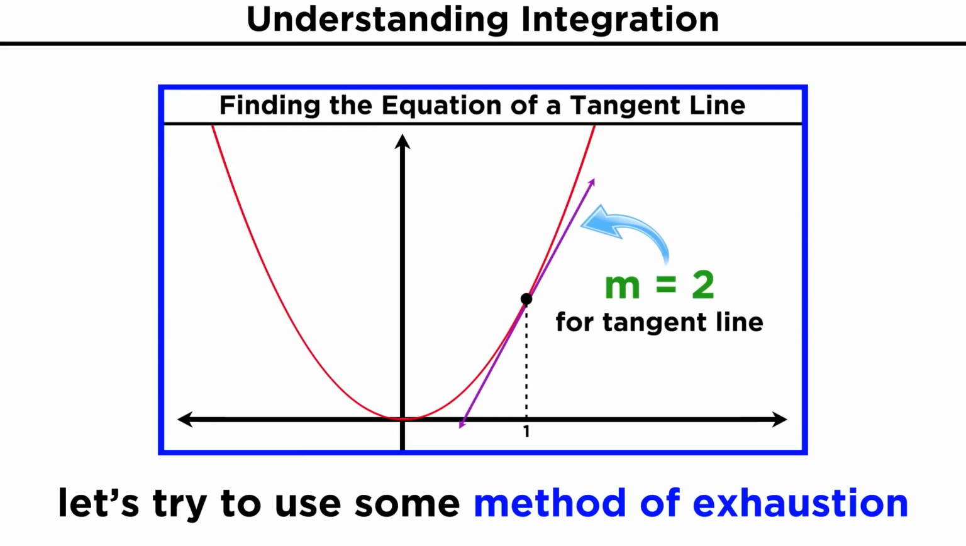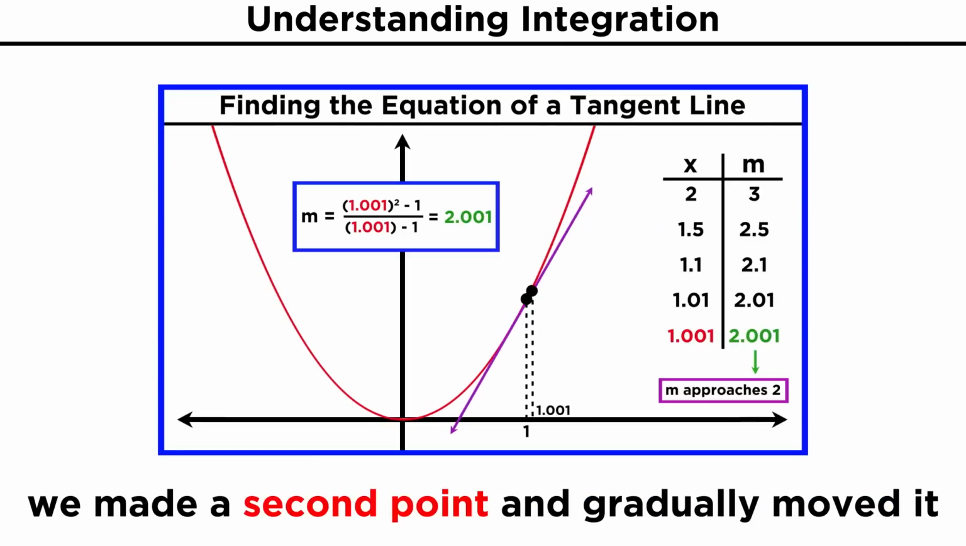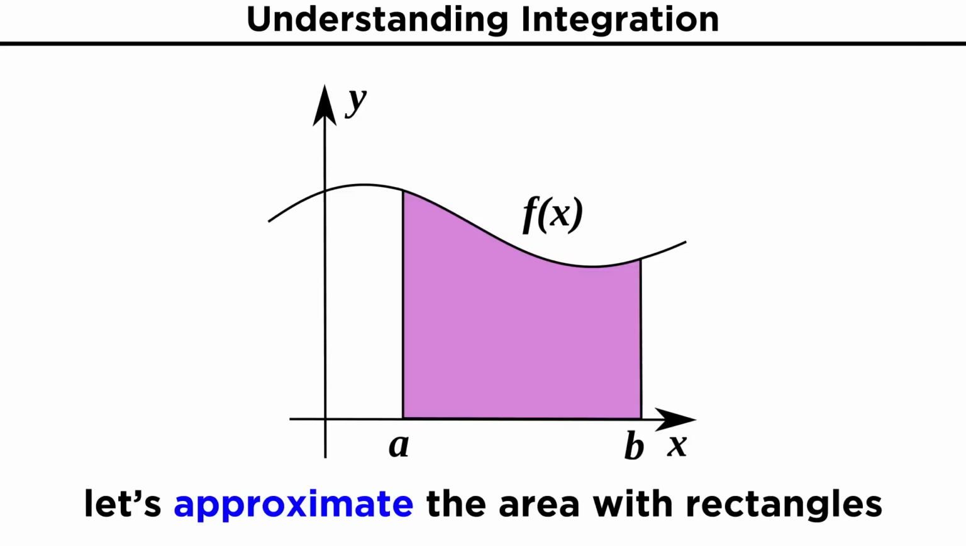But when we first learned about differentiation, we saw that we could get the slope of a tangent line through a method of exhaustion. Can there be some parallel method here? In fact, there is. When we couldn't get the slope of a line with one point, we made a second point so that we could get the slope, and then pushed the second point towards the first point. Here, we can't get the area of this shape, so let's approximate it with a shape we can get the area of, a rectangle.